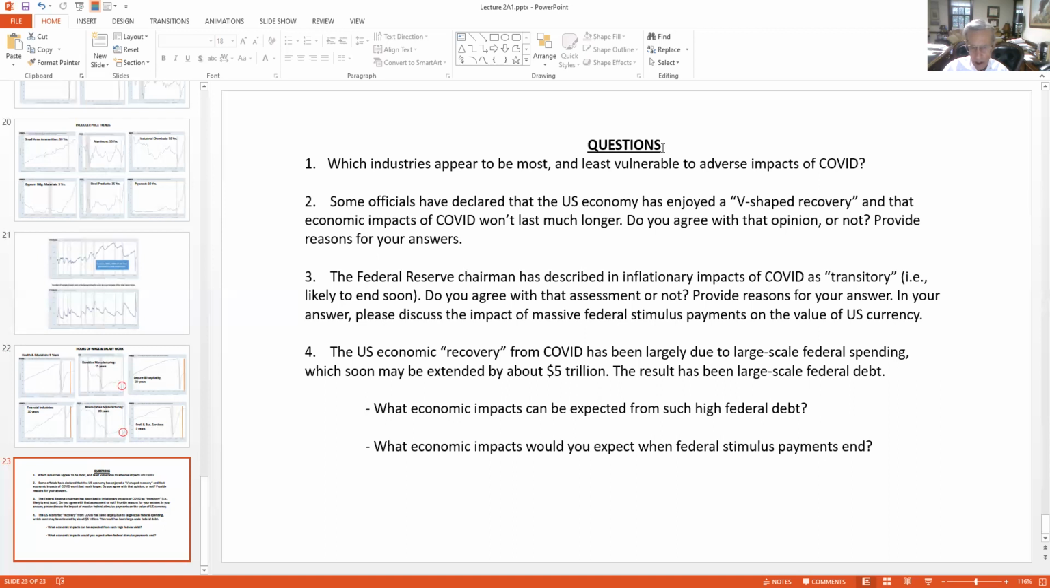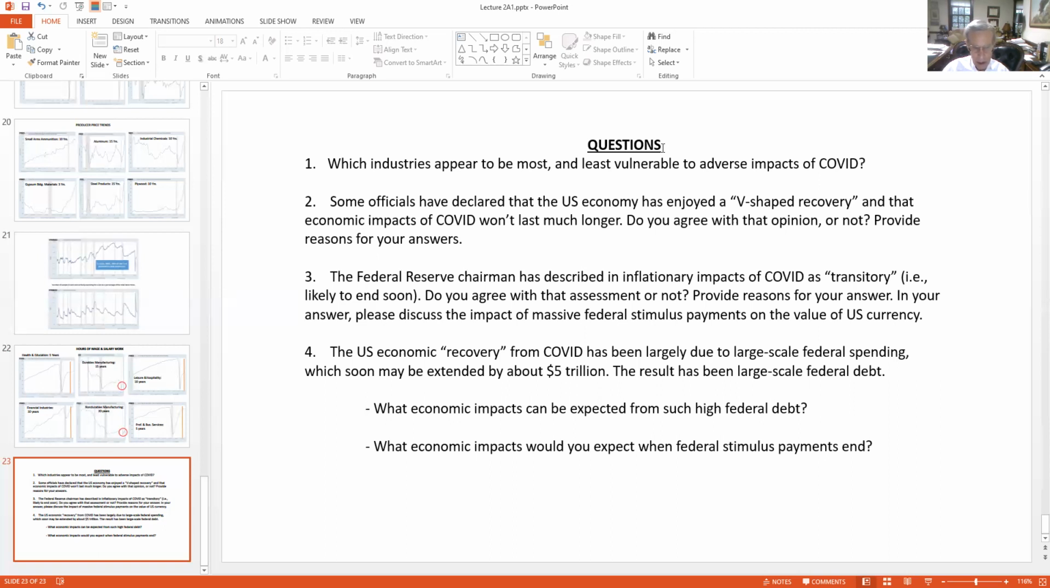And it would be a good idea to discuss the role of massive federal stimulus payments on the value of US currency. And to help you with that, I've posted a little humorous paper on your Moodle shell that's only one page in length, but it describes the relationship between money supply and inflation. I hope you find it helpful.